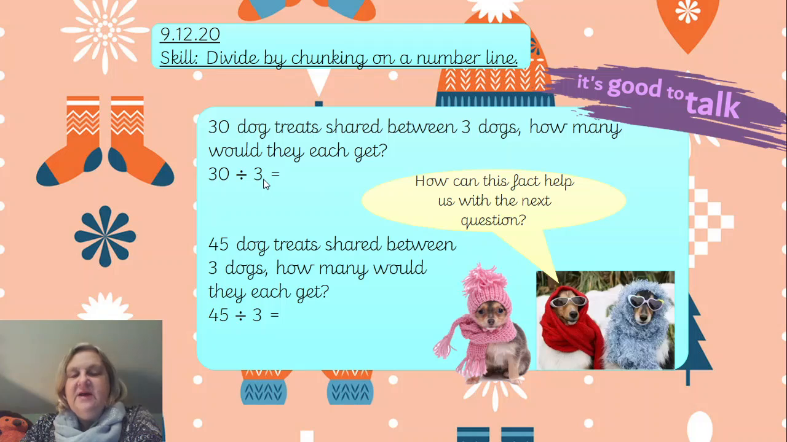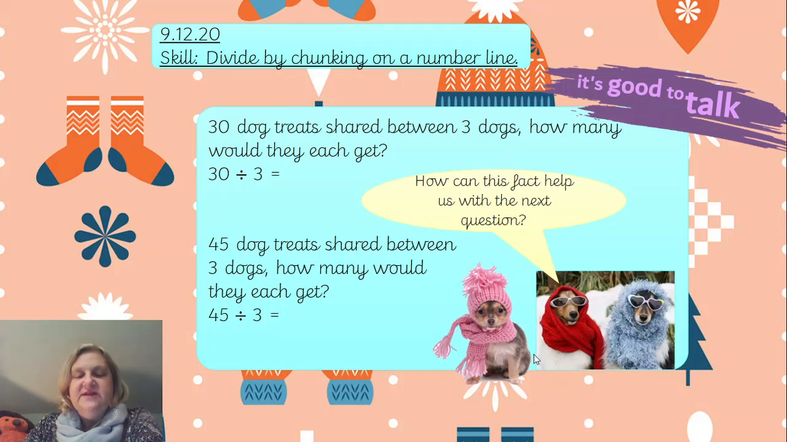We can skip count, we've just done it skip counting in 3s. We know it takes you up to 30 if you skip count 10 times. 10 times 3 is 30. So how can this fact help us with the next question? This is a key fact today, because we've got numbers today that go above 10 lots. Okay, so this first one is 45 dog treats, so that's more than 30, so the answer for this is going to be higher than 10. 45 dog treats shared between 3 dogs, and how many would they each get?